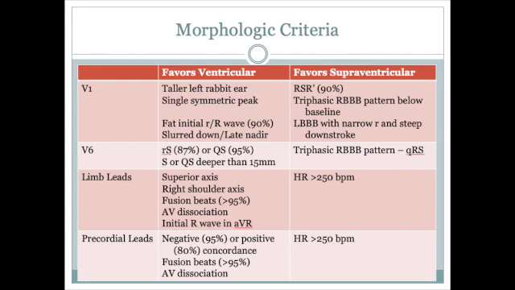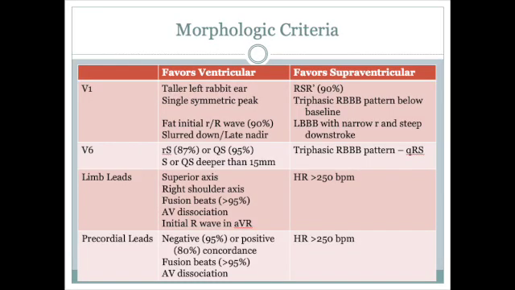What we're looking for on the supraventricular side in V1 is that stereotypical RS-R prime pattern, the triphasic right bundle branch block pattern where the S wave is below the baseline. If it looks like an old friend, if it looks like every sinus with a right bundle branch block, that QRS looks like these QRSs, then yeah, it might favor a supraventricular origin. But for the most part, how often does that happen? A single symmetric peak in V1 favors a ventricular origin as well.